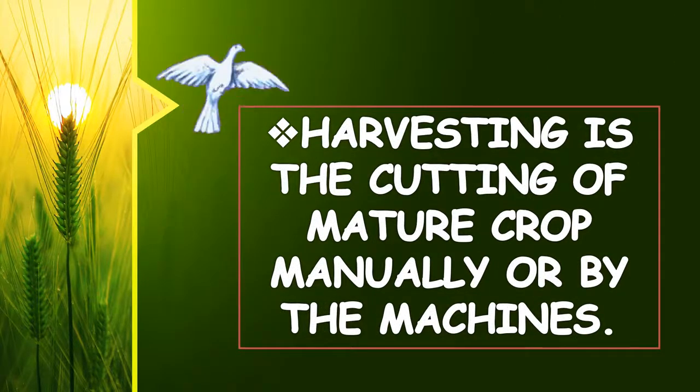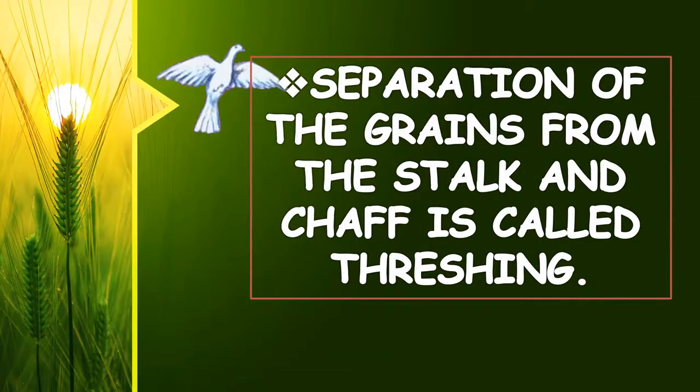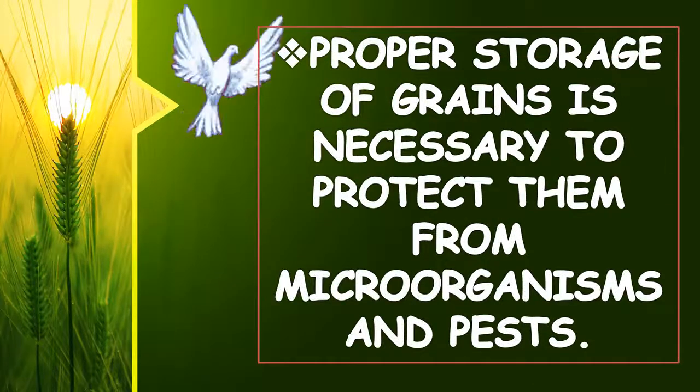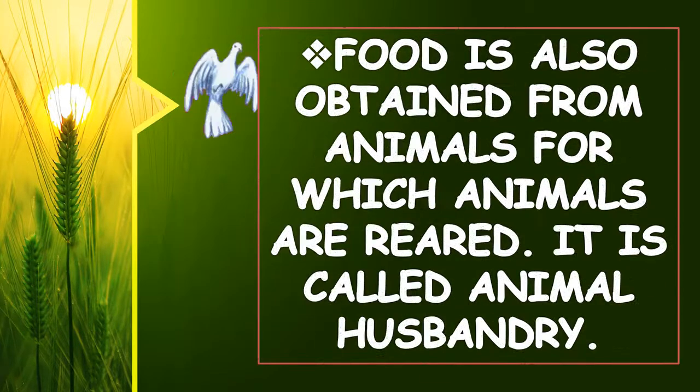Harvesting is the cutting of mature crop manually or by the machines. Separation of the grains from the stalk and chaff is called threshing. Proper storage of grains is necessary to protect them from microorganisms and pests. Food is also obtained from animals, for which animals are reared. It is called animal husbandry.